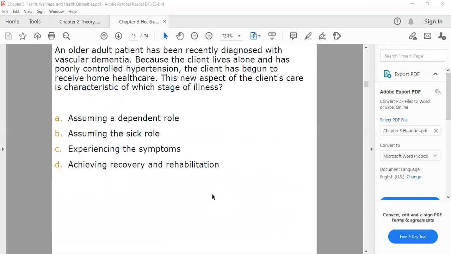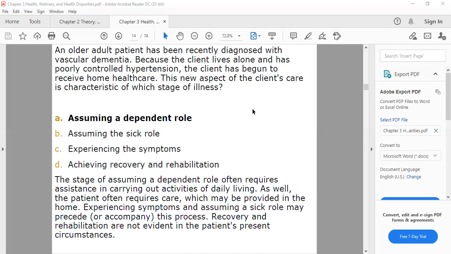An older adult patient was recently diagnosed with vascular dementia. Because the client lives alone and has poorly controlled hypertension, the client has begun to receive home health care. The new aspect of the client's care is characteristic of which stage? Is it A? I like A. I think it's the dependent role. Yeah, A.